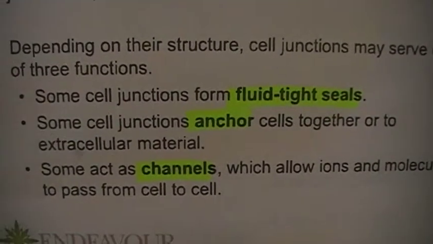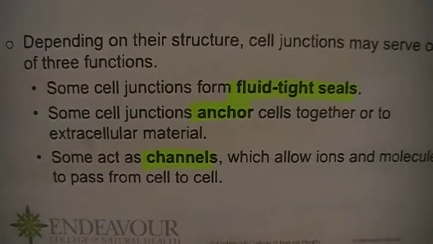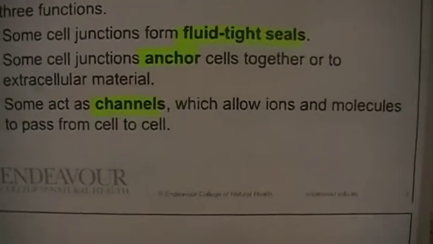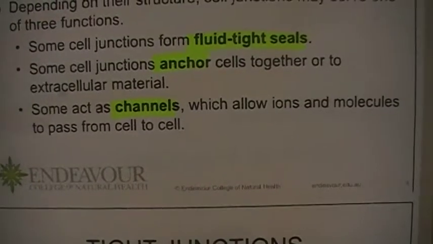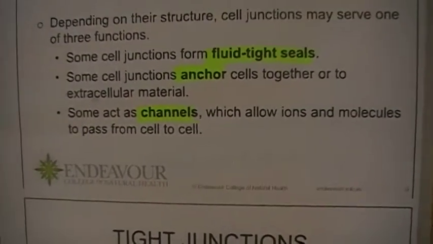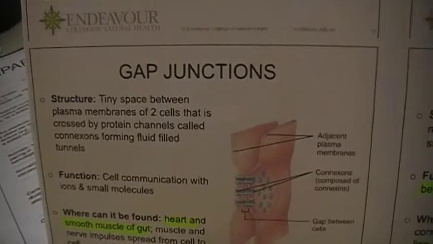Which cells anchor cells together? That's right, they're hemidesmosomes and desmosomes. Which cells act as channels which allow ions and molecules to pass from cell to cell? That's right, gap junctions.